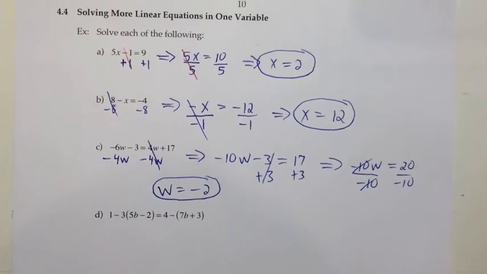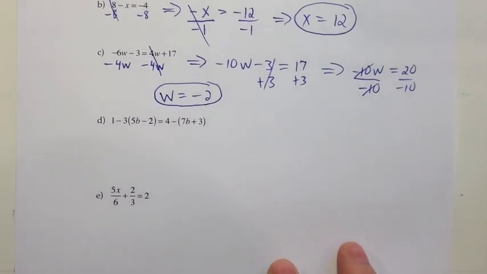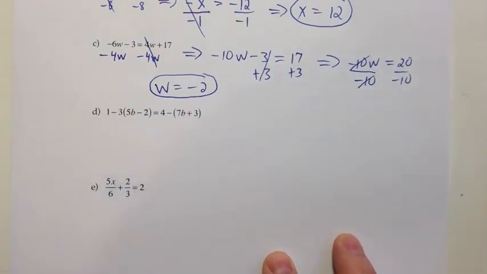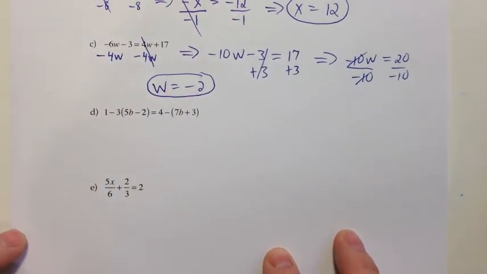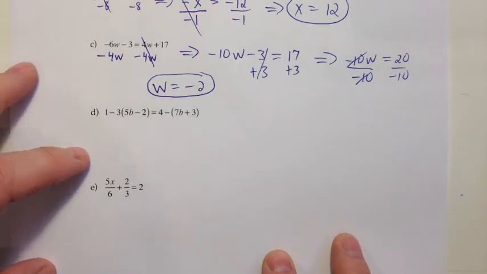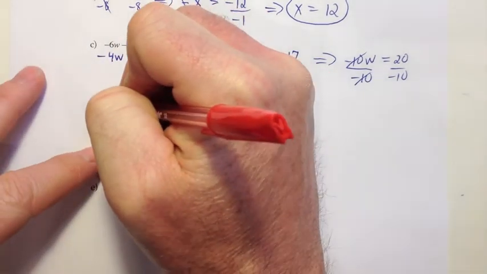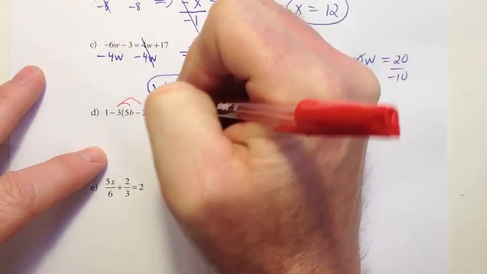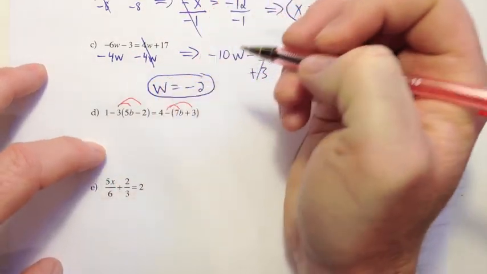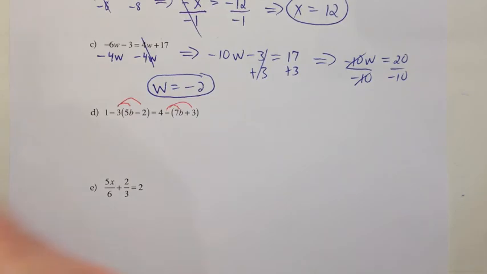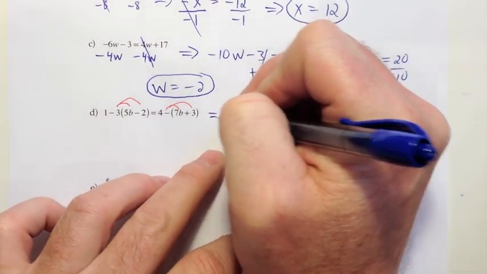Alright, moving on to part D, complicating things a little bit more. Now we have the parentheses there, so when that happens, our first step would be to clear the parentheses. So we're going to use the distributive property to get started on that. So I'm going to distribute a negative 3 here, and just a negative sign over here to clear those parentheses. So let's see where that would take us.